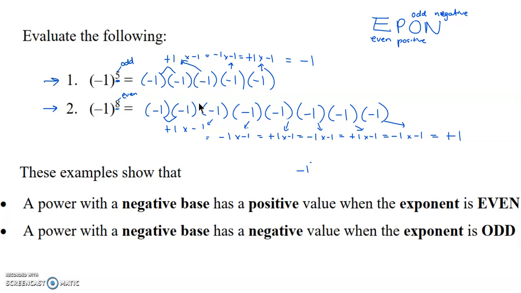So when we see negative 1 to the 5th power, we can be assured that the answer will be negative 1 because the exponent is odd. And if we see negative 1 to the 8th power, we can be assured that the answer will be positive 1 because the exponent is even.